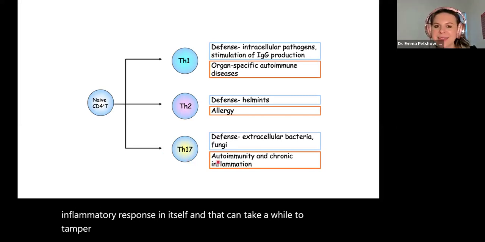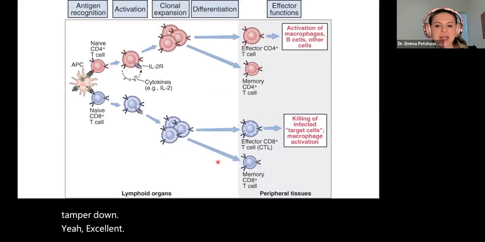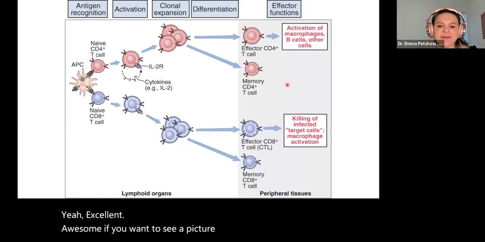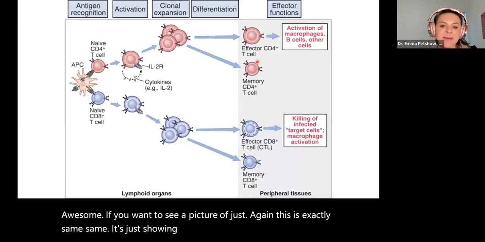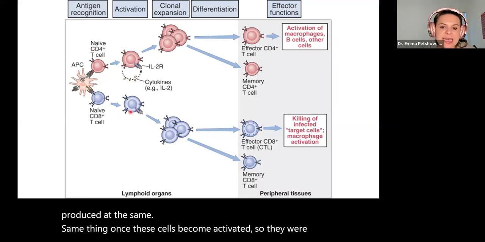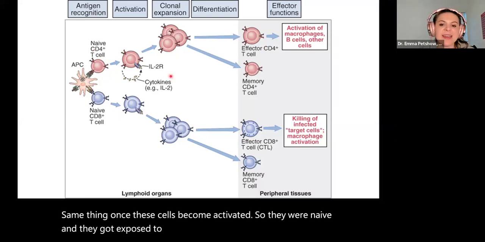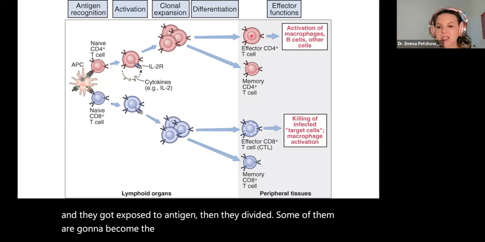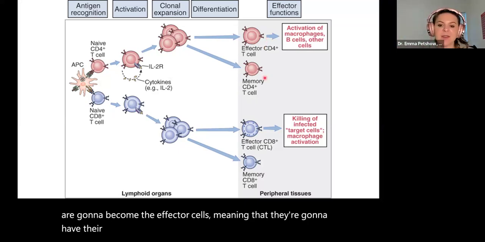Excellent. Awesome. If you wanted to see a picture, again, this is exactly the same. It's just showing the memory cells that are produced in the same vein once these cells become activated. So they were naive, then they got exposed to antigen, then they divided. Some of them are going to become the effector cells, meaning that they're going to have their actions. Some of them will be memory cells, so they'll remember the antigen for next time.